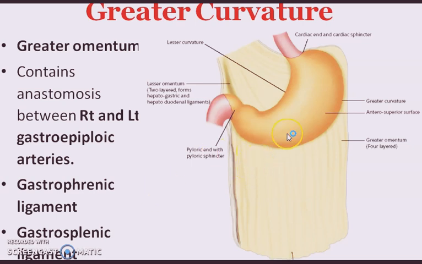This greater curvature gives attachment to the gastrophrenic ligament at the cardiac end, the gastrosplenic ligament near the fundus, and it gives attachment to the greater omentum throughout its length. This greater omentum contains the anastomosis of the right and left gastroepiploic arteries near the greater curvature.